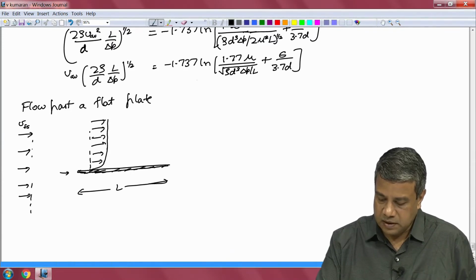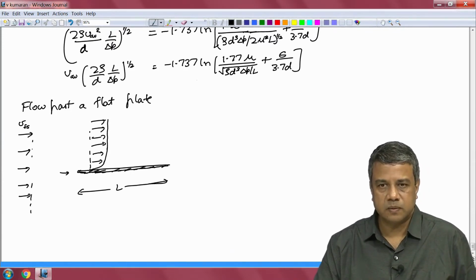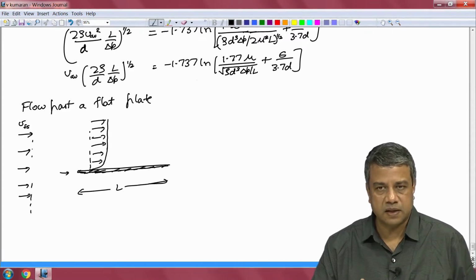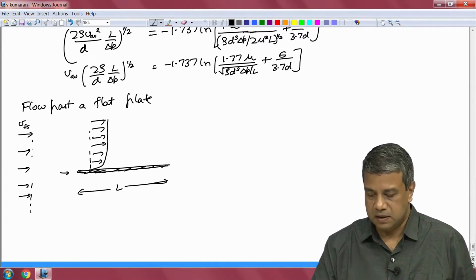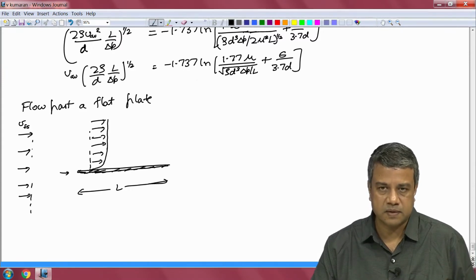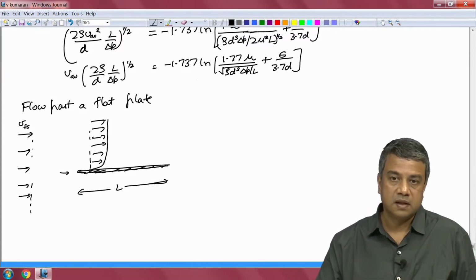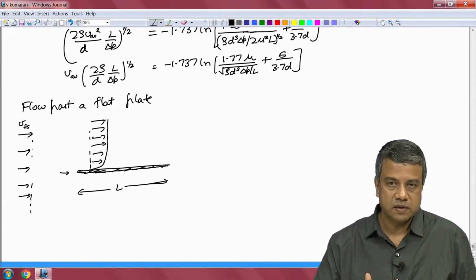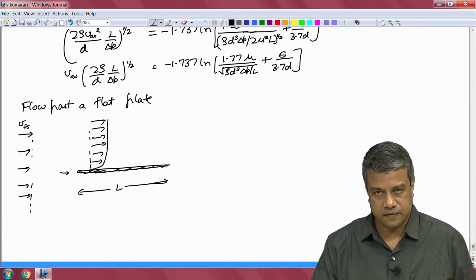The velocity decreases to 0 because of the force exerted by the flat plate on the fluid. The fluid is flowing with a certain velocity, the flat plate is stationary, and therefore, for the velocity to decrease to 0 at the surface, the plate has to exert a force on the fluid, a stress to reduce the velocity to 0 at the surface.